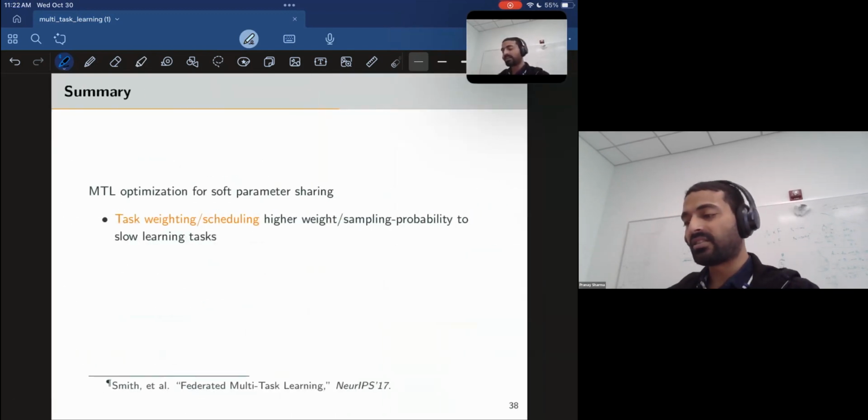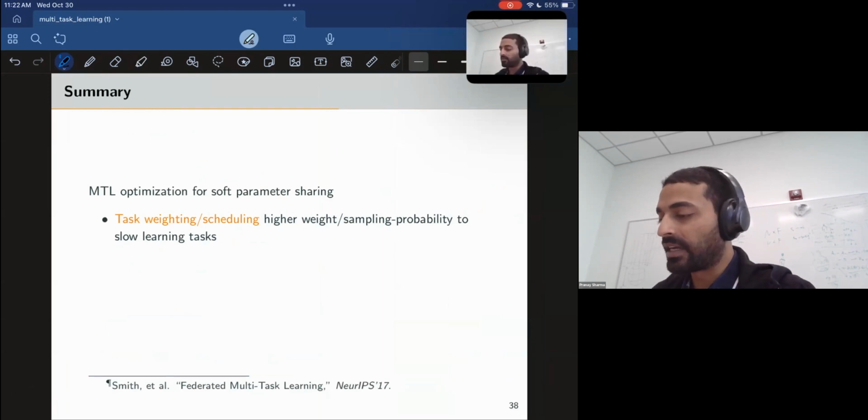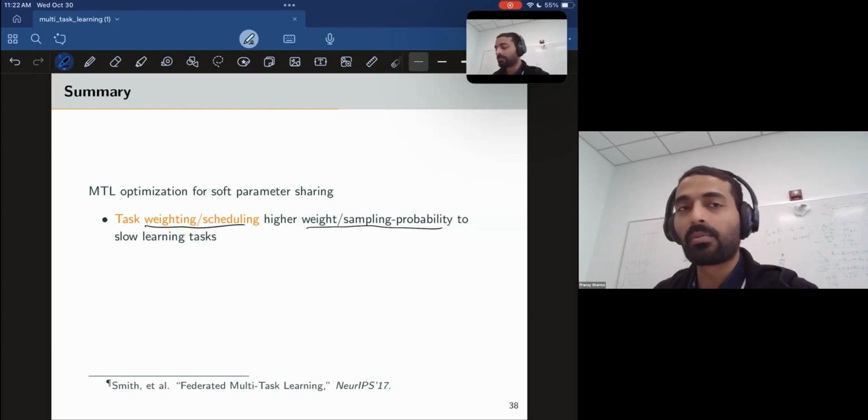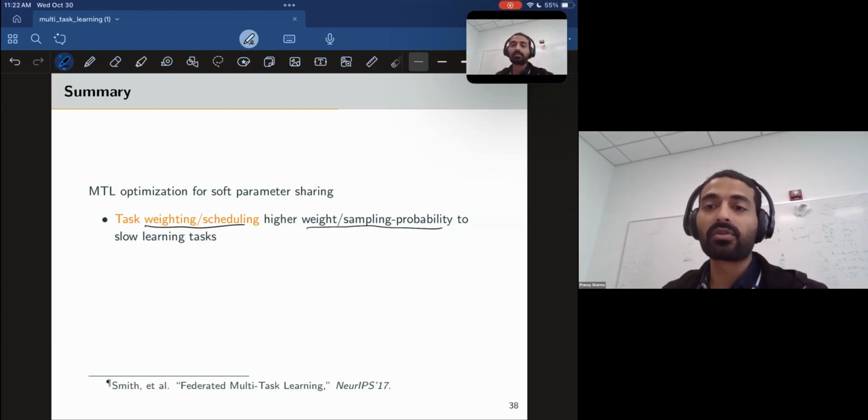Okay, so just to summarize this optimization framework of multitask learning, first, we discussed task weighing or scheduling, where we were assigning a higher weight or a higher sampling probability to tasks on which the learning progress was slow.